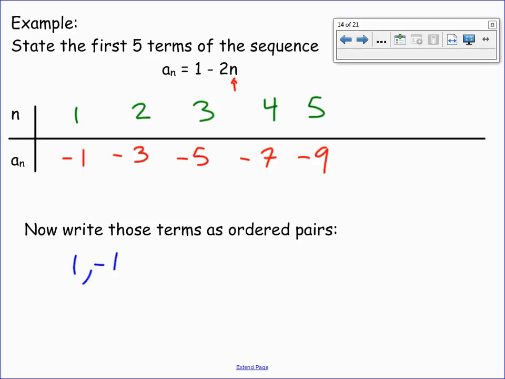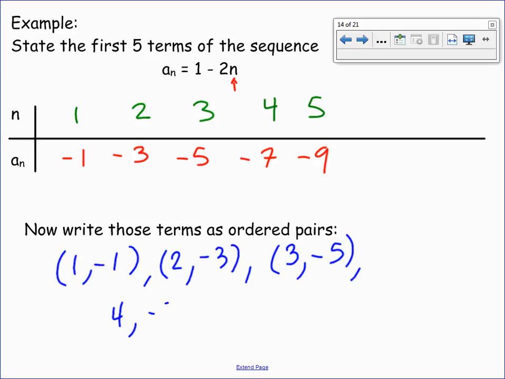1, -1, 2, -3. So we see that a sequence is a pairing, right? It is a relation. It pairs inputs that are the term numbers with outputs that are the terms in my sequence.